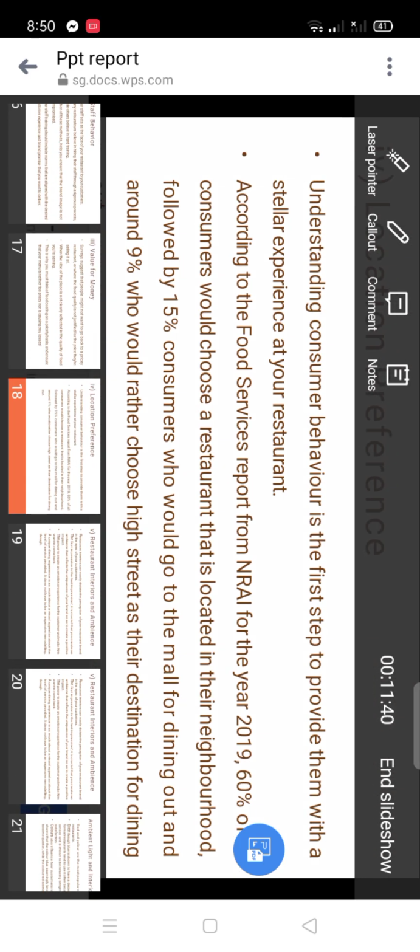Location preference. Understanding customers' behavior is the first step to provide them with a stellar experience at your restaurant. According to the food service report from NRAI for the year 2019, 60% of customers would choose the restaurant that is located in their neighborhood, followed by 15% who would go to a mall for dining out and around 9% who would rather choose high street as their destination for dining out.